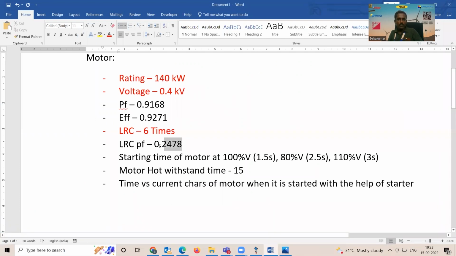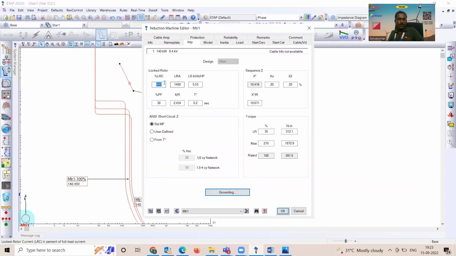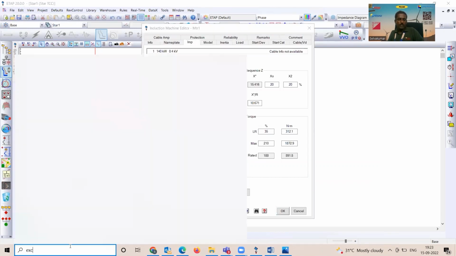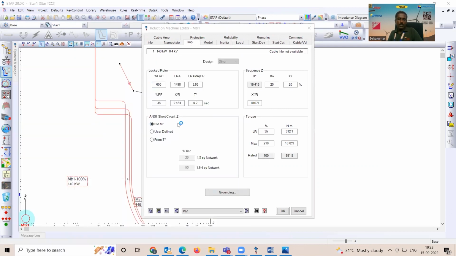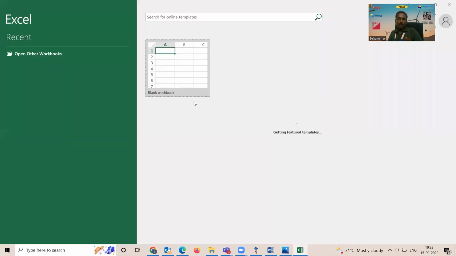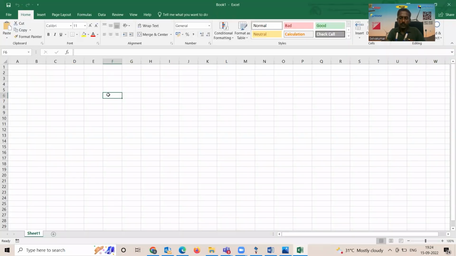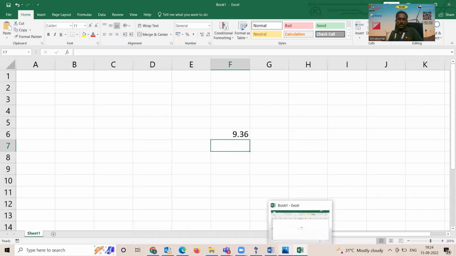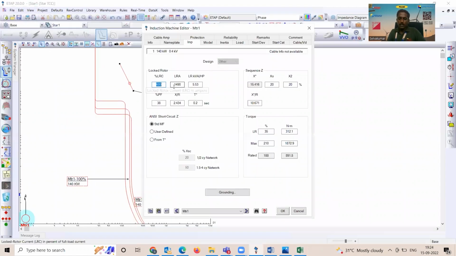Locked rotor power factor is 0.38, which we got. Here we got 7.8 times plus 20%, which I guess we need to update in ETAP. What we need to do here is 7.8 into 20% margin. So that's the value which we need to put. 9.36, that's 936 percent is the current.